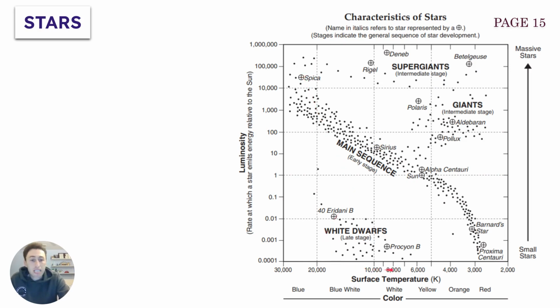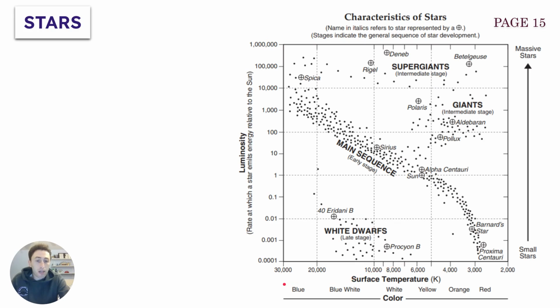The surface temperature is how hot that star is on the surface, so it's relative. These are relatively low temperature on the surface, and these are much higher. So Spica has a higher temperature. Betelgeuse has a lower surface temperature. These are small stars to massive stars, so small is on the bottom, and then these stars are much more massive. They are much bigger than the other stars.